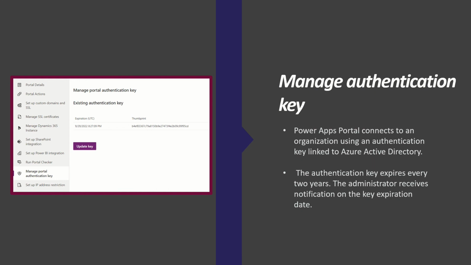Administrators can also update the key from here. As you might know, there is an app registered in the Azure Active Directory for the portal, and the token used for this app expires every 2 years. So the administrator will receive a notification saying that the key will expire soon, and they have to renew it. They have to do it from here.